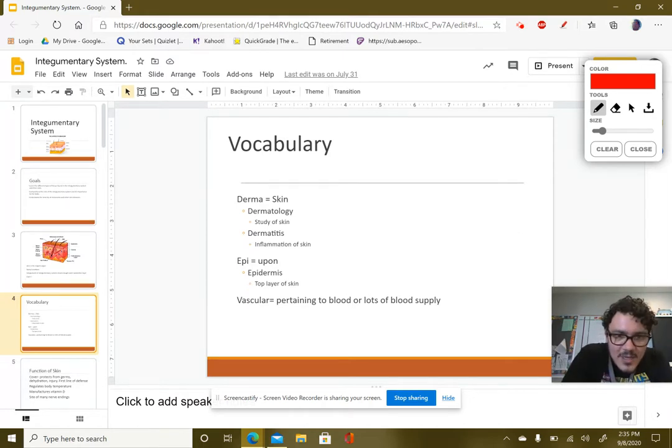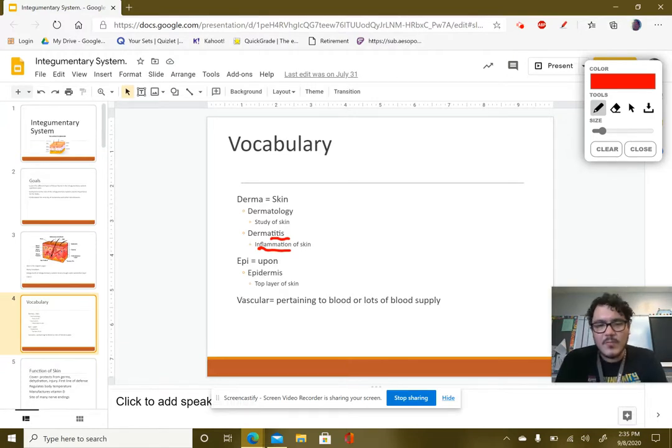Dermatitis. It would be a good idea, in my opinion, to learn what that suffix means. Itis indicates inflammation. So inflammation of the skin, what's another word for that a lot of us have had in our lives, sometimes many times in our lives? A rash. Inflammation of the skin. Oftentimes, most of these rashes are typically allergic reactions.